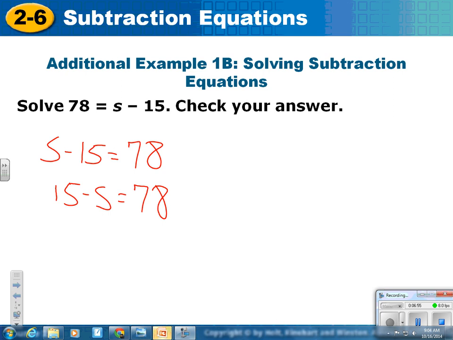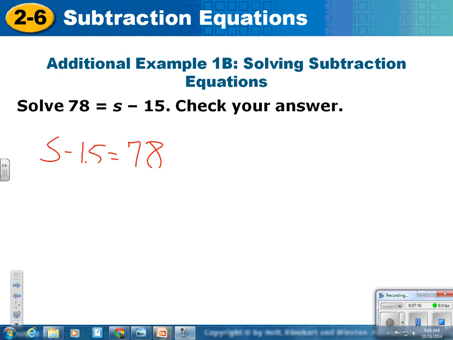That's a problem. Because all of a sudden, you've changed that subtraction problem. It's just like 4 minus 3 is 1. But 3 minus 4 is negative 1. Those are two different numbers. Subtraction, order does matter very, very much. We cannot do that, okay?